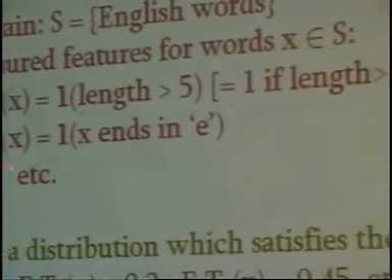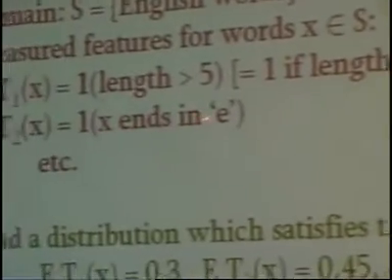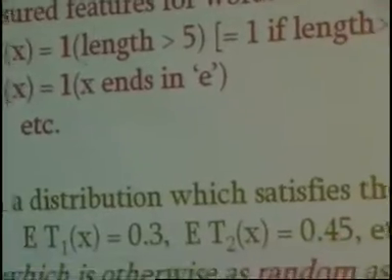We measured a few other things. For instance, we had another feature which just checked whether a word ends in E, and we noticed that the expectation of that feature was 0.5. And we had a few more things like this. So we've now got a bunch of constraints.